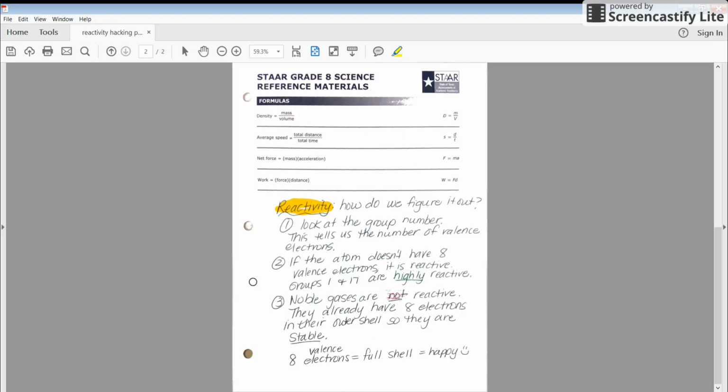So that's step 1. Number 2, if the atom doesn't have 8 valence electrons, which is everyone except for the noble gases, that means it's reactive. And then you just have to remember that groups 1 and 17 are highly reactive. It's probably hard to see on your paper, but I highlighted that green because those highly reactive groups on your periodic table, you colored green.